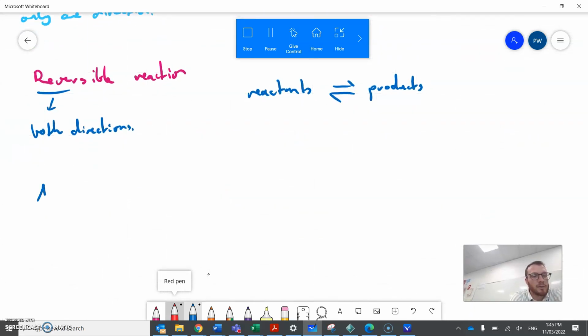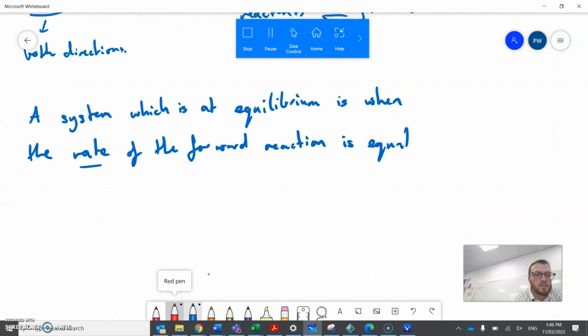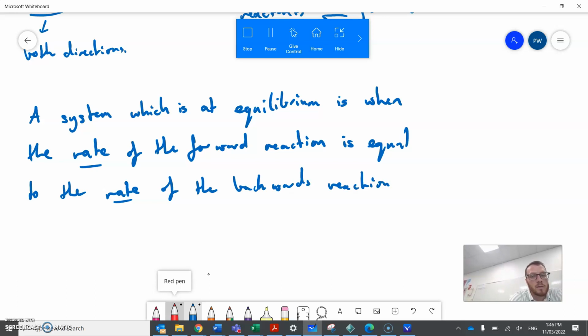So a system that is at equilibrium, so a chemical system, yeah, is when the rate of the forward reaction is equal to the rate of the backwards reaction. So the net change in products, or the net change in reactants, becomes zero.